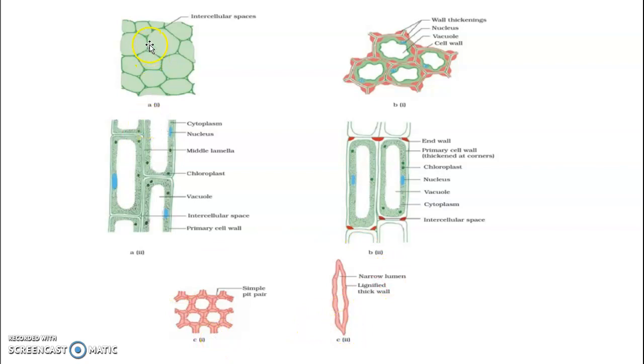So here you can find that parenchymal tissue has lots of intercellular space as compared to collenchyma, and there is a little bit less intercellular space in sclerenchyma. From this picture intercellular space is less, and here you can see intercellular space is much more. And from this picture you can see sclerenchyma doesn't have intercellular space at all.